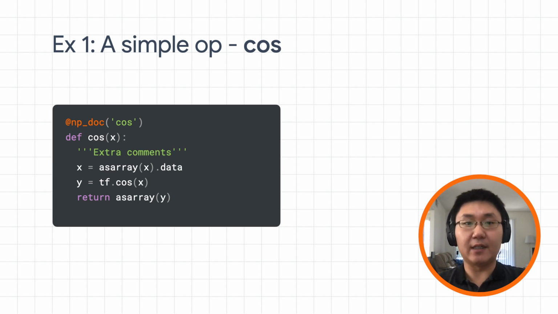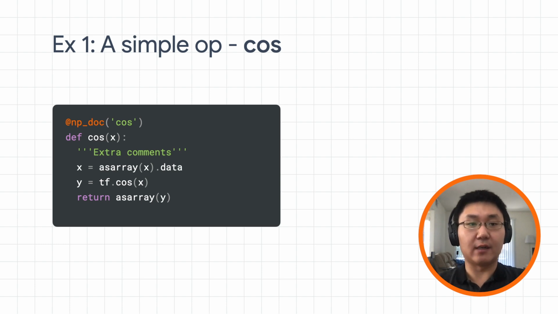And secondly, we have this decorator called npdoc. This decorator does two things. Firstly, it copies the doc string of the original NumPy op, or a link to the doc string, into the doc string of this new Python function. And if you have extra doc string in your new function, it will be appended to the official NumPy doc string. And secondly, this npdoc also does TF export, which exports this new symbol under the tf.experimental.numpy namespace.